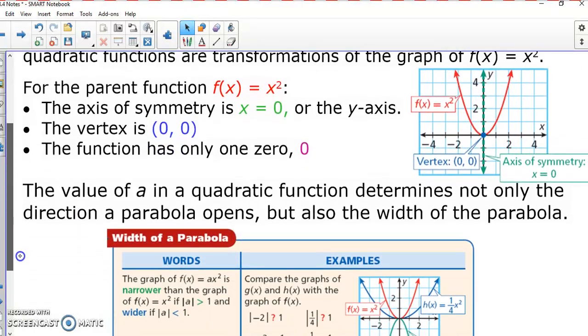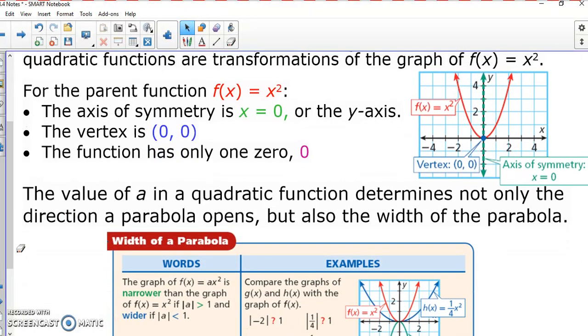So one of the things we need to learn about that, here it's graphed right here, this x squared. The vertex is at the point 0, 0. The axis of symmetry is x equals 0, which is the same as the y-axis. And it has only one 0 because it only touches that x-axis one time. And that's where the vertex is.